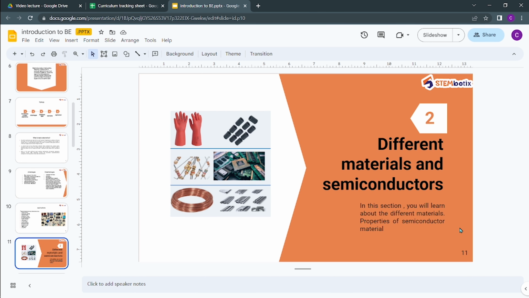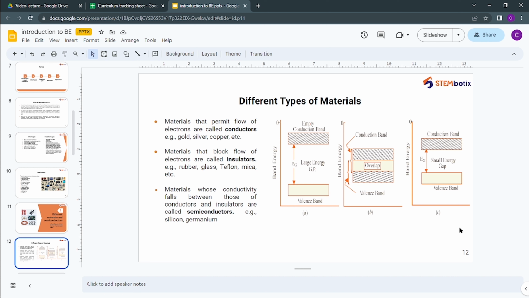Now, after this, we'll see the different materials and semiconductors. There are basically three types of materials, or you can divide the different types of material into three categories, which are conductors, insulators, and semiconductors.